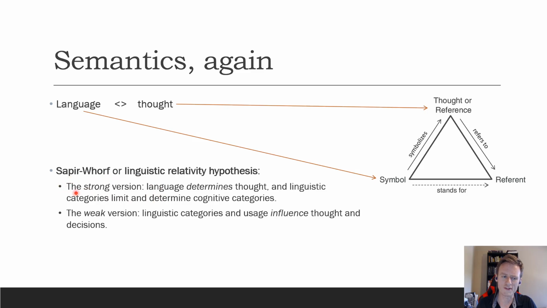And it's worth noting that the strong version is very rarely defended. In fact, it's hard to even find somebody who's ever really defended it, even Whorf or Sapir themselves, and really only certain sentences that they write seem to suggest the stronger idea. But the weak version could itself be interesting. It would be the idea that some of our languages impact how we think.